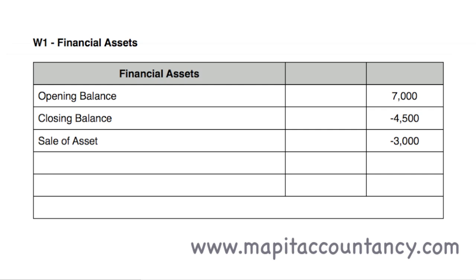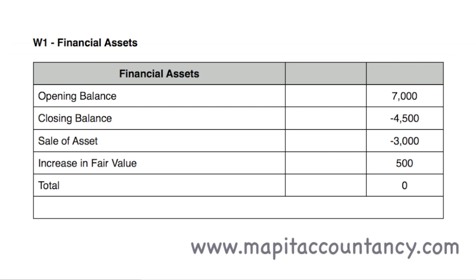So that's 3,000 in our working. So the sale of the financial asset removes the carrying value, which was the 3,000. We're also told in our table that there was an increase in the fair value on our investments. The increase in the fair value on our investments will have increased the balance by 500. So in 2011, the increase was 500. So that's all of the information we need for our financial assets.